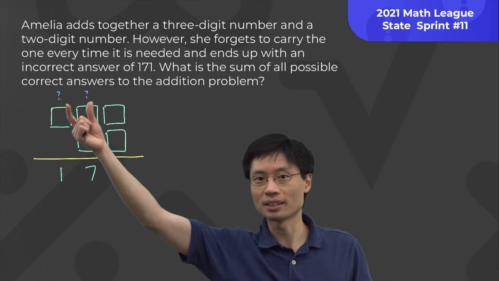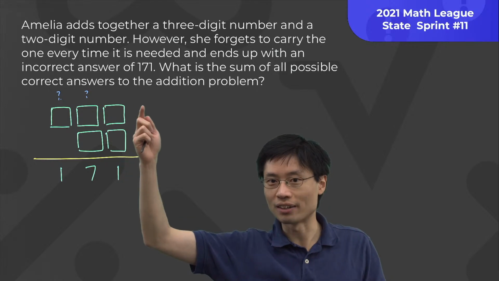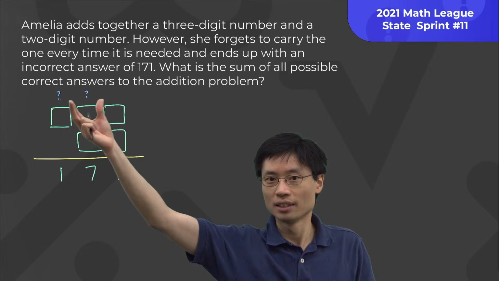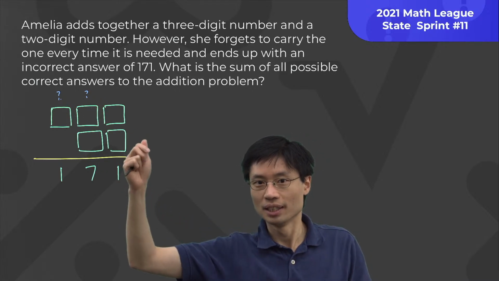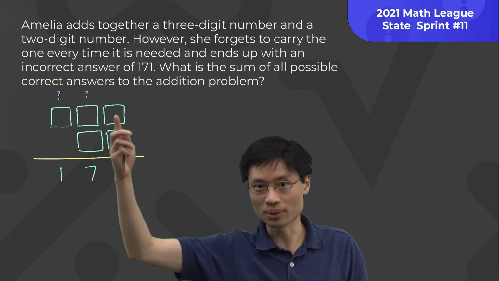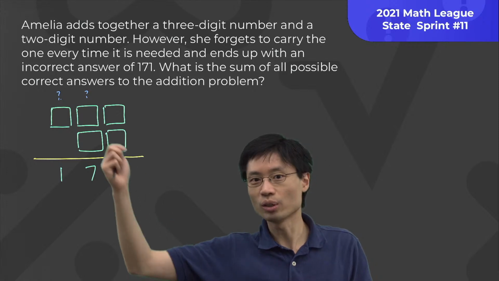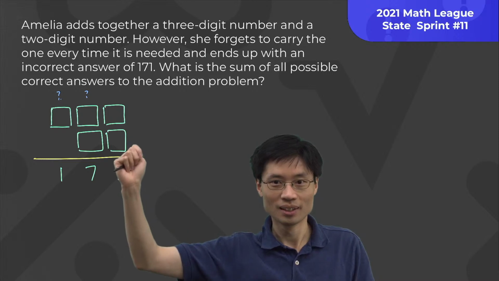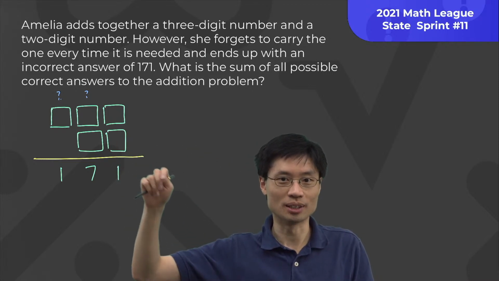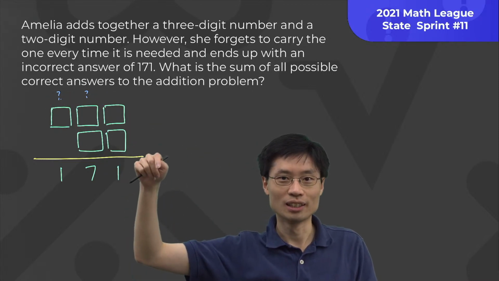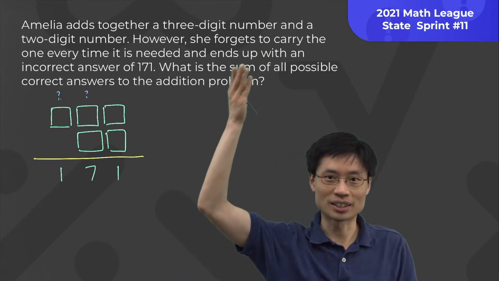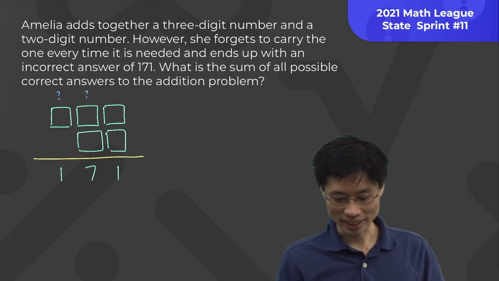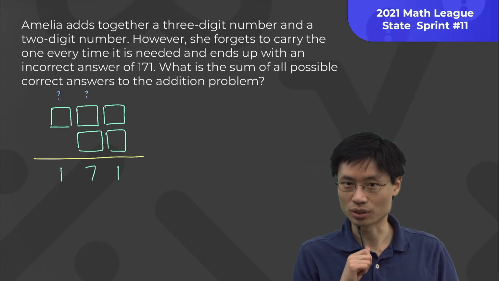So what I'm going to write here is, either you were supposed to carry or you weren't supposed to carry. And now you see, there's 3 possibilities. Either you were supposed to carry both times, or you were supposed to carry one of the times, or the other time. But you don't have to worry about the option where you weren't supposed to carry at all, because it says that she forgot to carry and got the wrong answer, so she better have been supposed to carry. Okay, so let's just go and try to think this through.